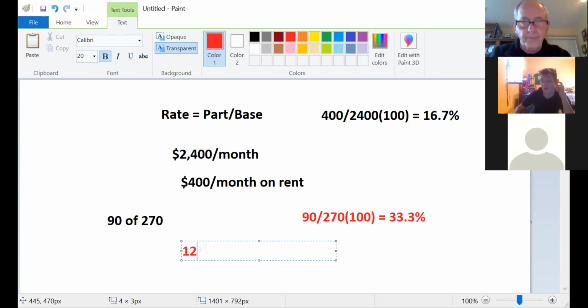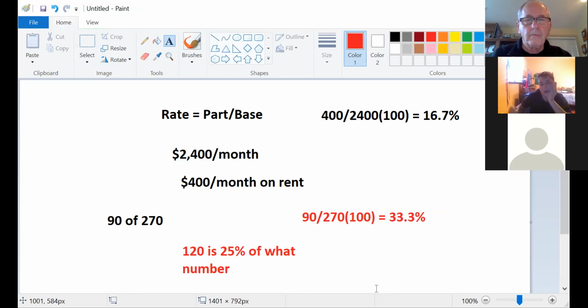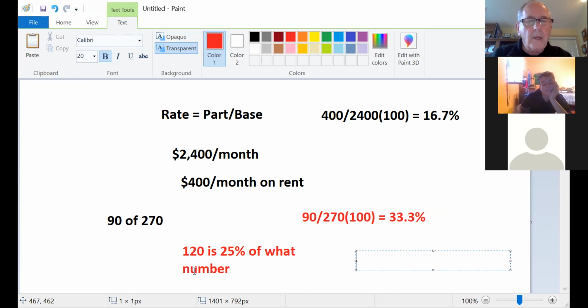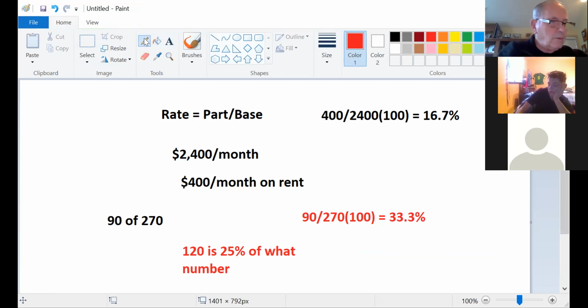Wouldn't you do 120 times 0.25? No, no, no, the other way. You got it backwards, right? And so the rate is 25%, right? We know that. Oh, okay, rate is percent, right?